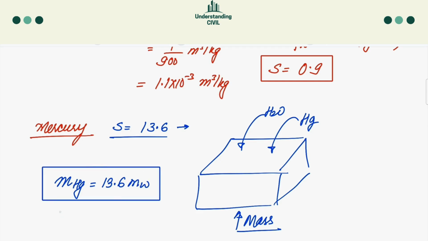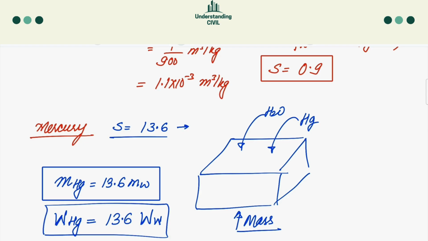Similarly, we know that weight can also be compared. So the weight of mercury for the same volume of liquid will be 13.6 times the weight of water of the same volume. So this is what we understand: how heavy a liquid is with respect to the standard liquid.